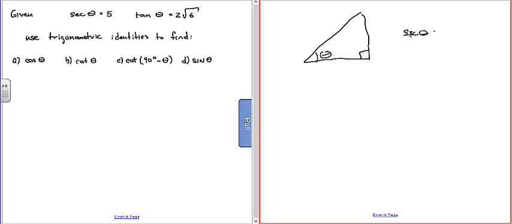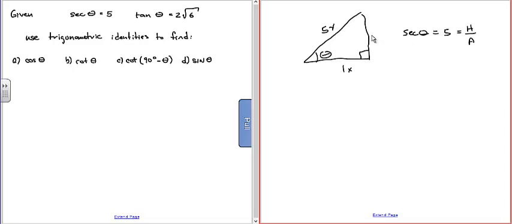So it says the secant of theta is equal to 5. And the secant is the hypotenuse over the adjacent. So that means that this is 5 and this is 1. Or it could be 10 and 2. It could be anything really. So I'm going to say it's 5x and 1x. So when you take the ratio of the two, the x's cancel out.